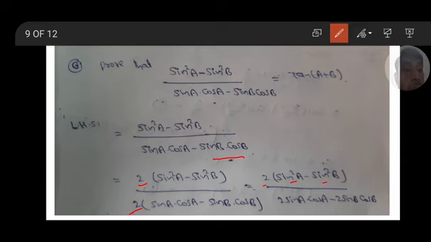In the denominator, I multiply each term with 2: sin a cos a minus sin b cos b. To get the formula 2 sin a cos a, 2 sin b cos b, here the 2 is missing, so I am multiplying the numerator and denominator with 2.